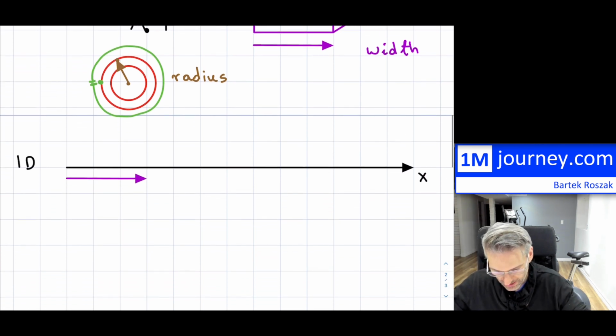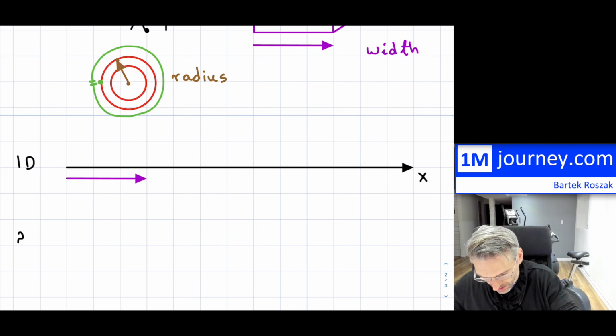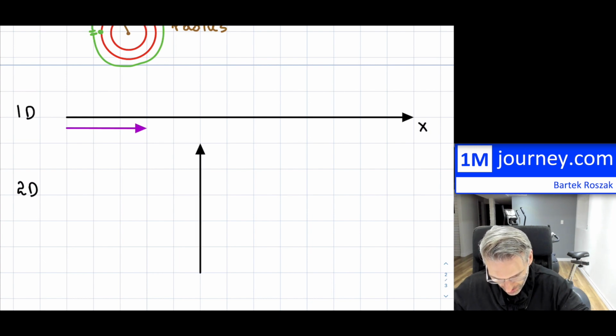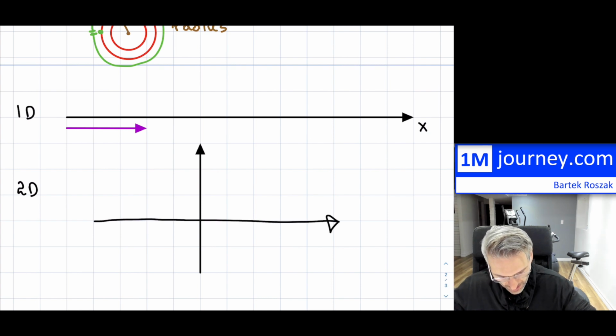Now, of course, we can also think about two-dimensional things. If I draw out two dimensions, one number line is vertical and another number line is horizontal as you're going through.